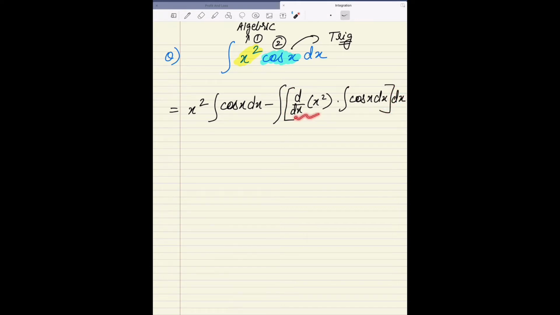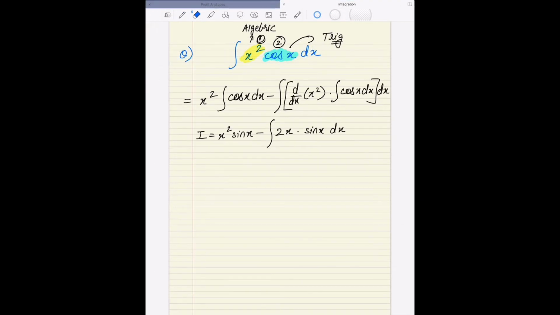So whatever is the multiple of this, we are going to integrate it again. So what do we get? X square, integral of cos x is sin x. So this one is taken care of, it's done. Put an integration sign again. Differentiation of x square is nothing but 2x. Integral of cos x, we have already found it, so you can simply write sin x dx. Now we have got I equals x square sin x minus integral of 2x sin x dx.